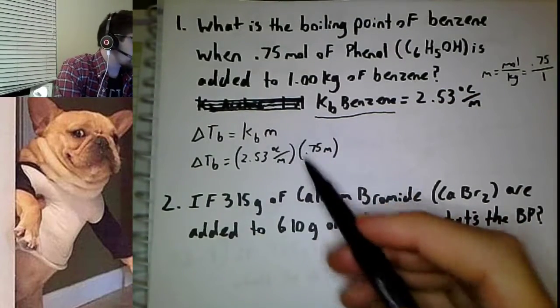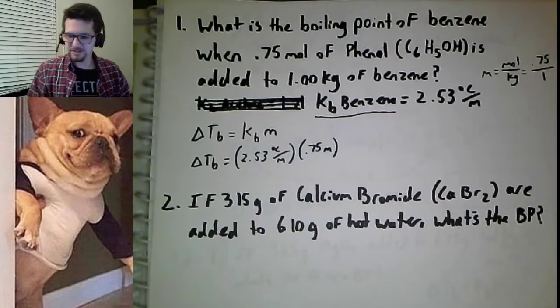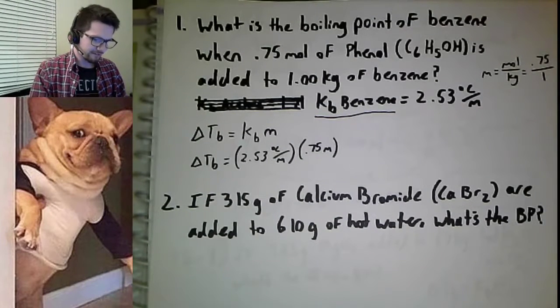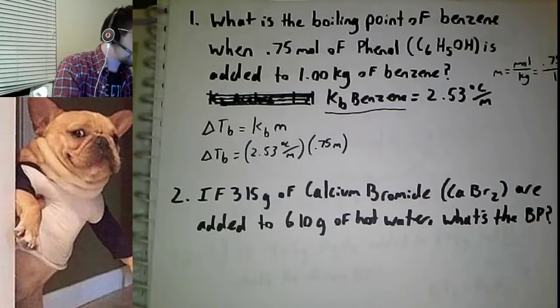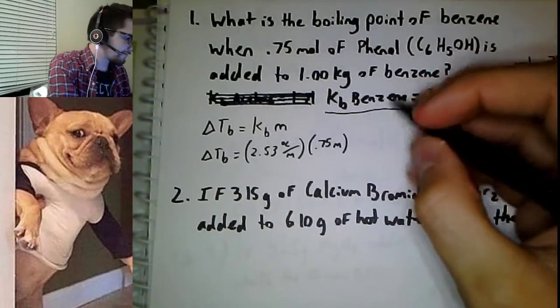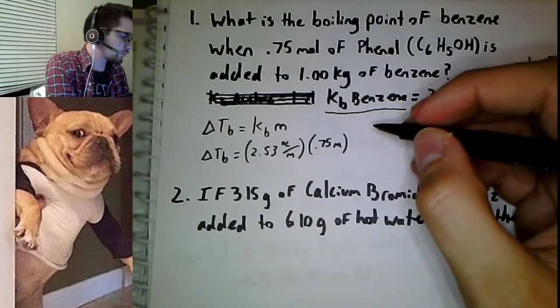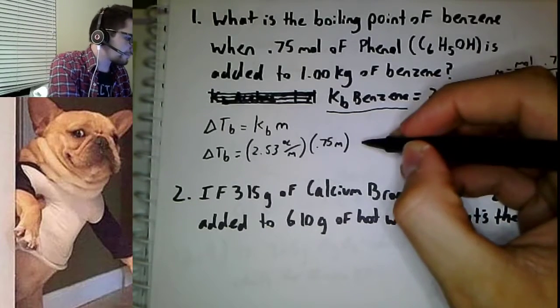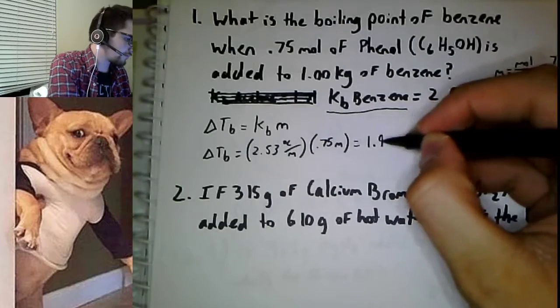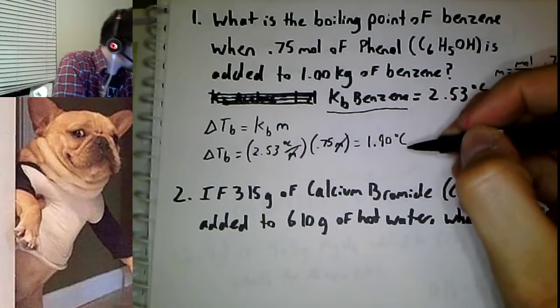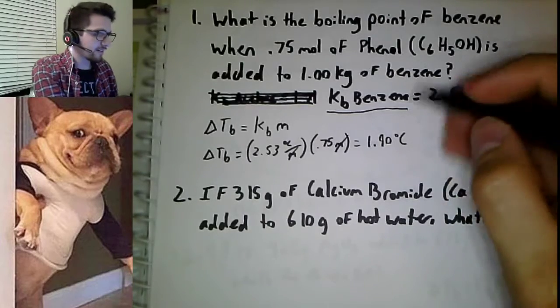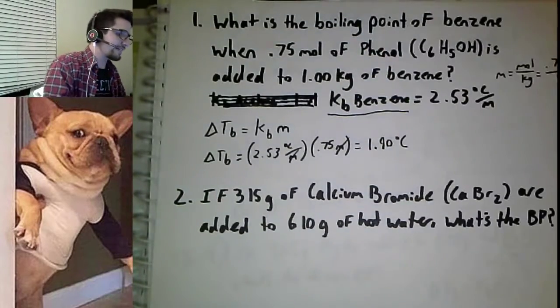So now I multiply. What's 2.53 times 0.75? I got 1.897. And I'm going to shorten that to 1.90. My m's cancel out, so 1.90 degrees Celsius. So this is an important answer, but it's not the answer.